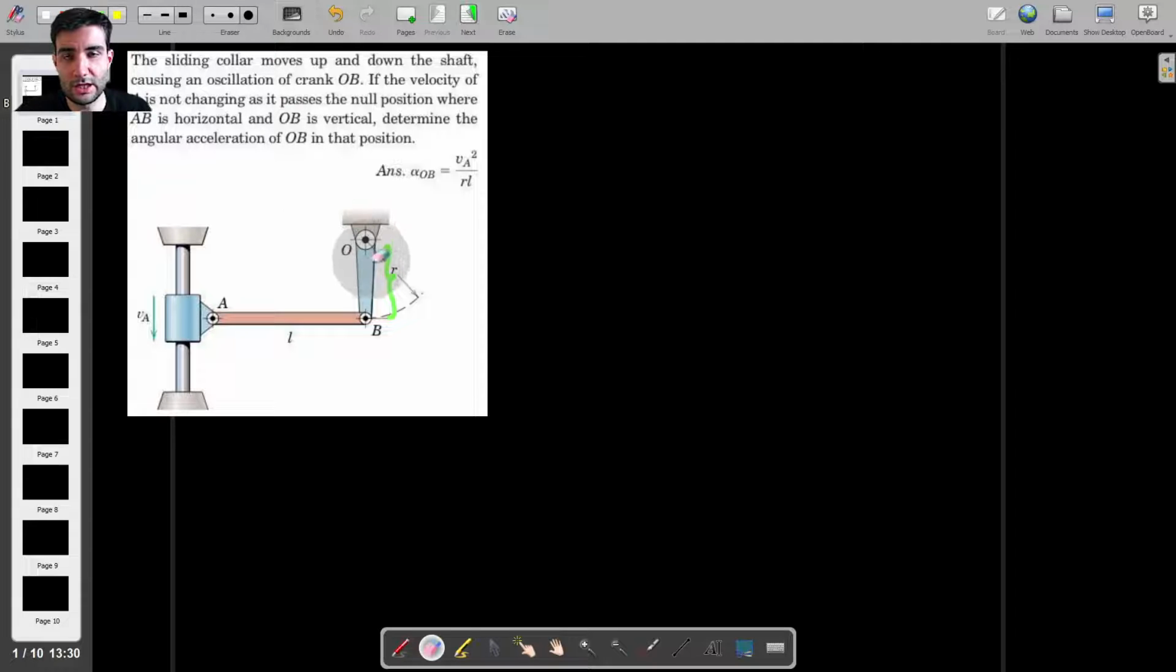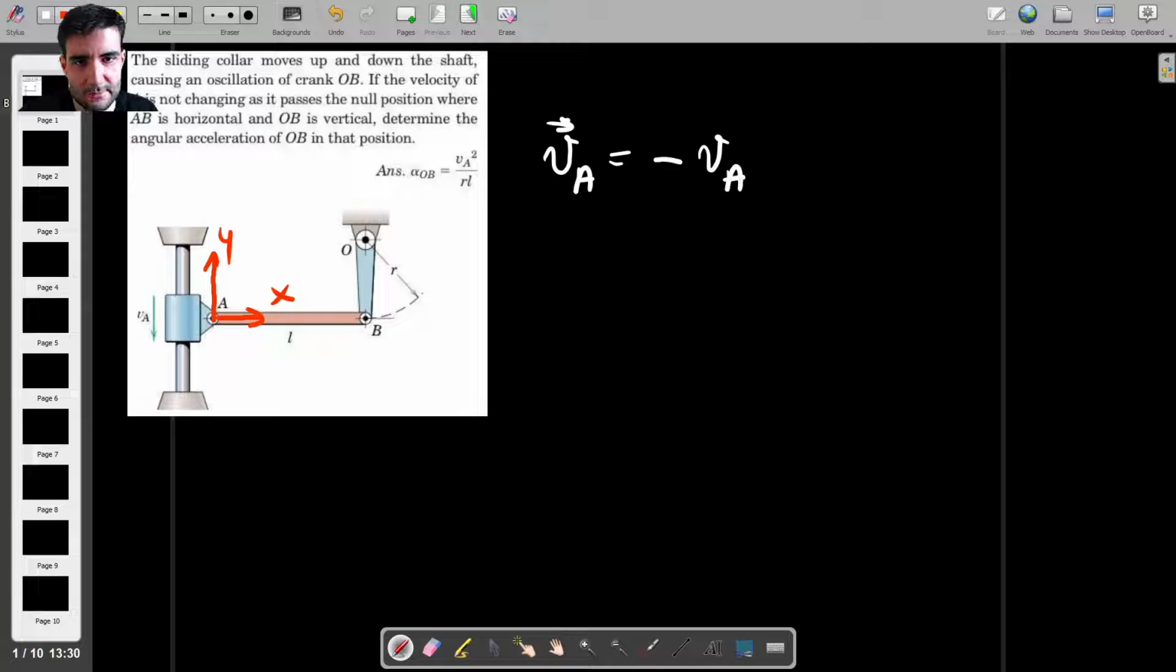First of all, if we're using Euler's formulas, we have to define our coordinate system. So I will place a coordinate system x and y, which is attached to point A, and it's moving together with the AB link. And we can write down that the vector VA, the velocity of A, is going to be equal to minus VA, that's the value, times j. Okay, and the minus tells us that VA is acting downwards.